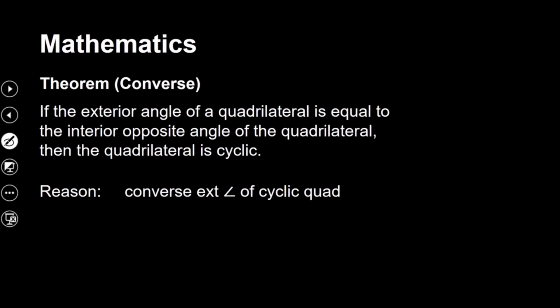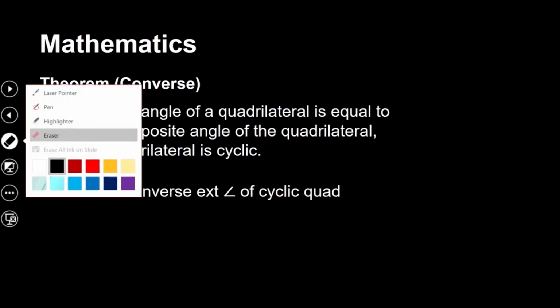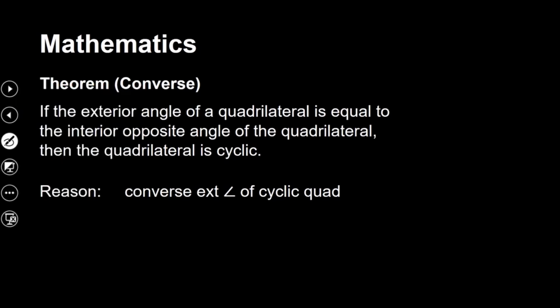And the converse of this is, if the exterior angle of a quadrilateral is equal to the interior opposite, then the quadrilateral is what? Cyclic. So what do we mean? If I have, I don't even want to draw it in a circle. Let me not draw it in a circle, because then you will think it's only when it's inside a circle that we have a cyclic quad.